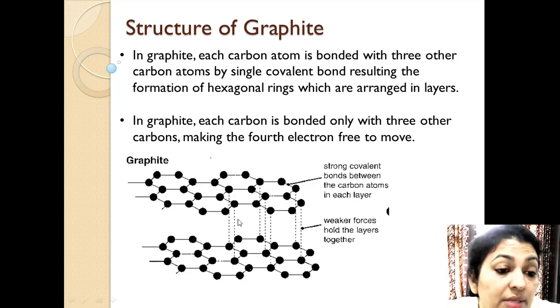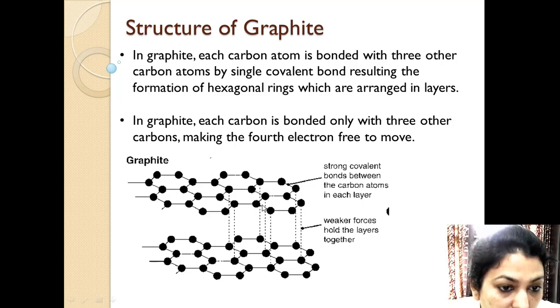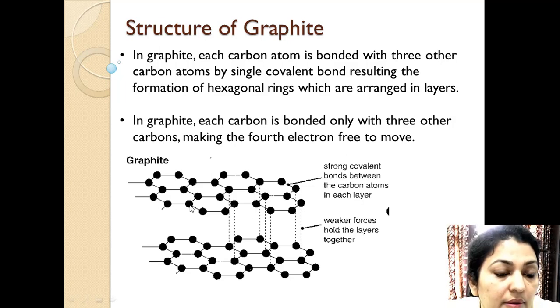You know what is intramolecular force of attraction and intermolecular force of attraction, right? See, this bonding is intramolecular force of attraction, which is very strong. And what about this one? We discussed that in graphite a lot of layers are there. Each layer is connected with the next layer by an intermolecular force of attraction, which is called van der Waals force of attraction. That is very weak.